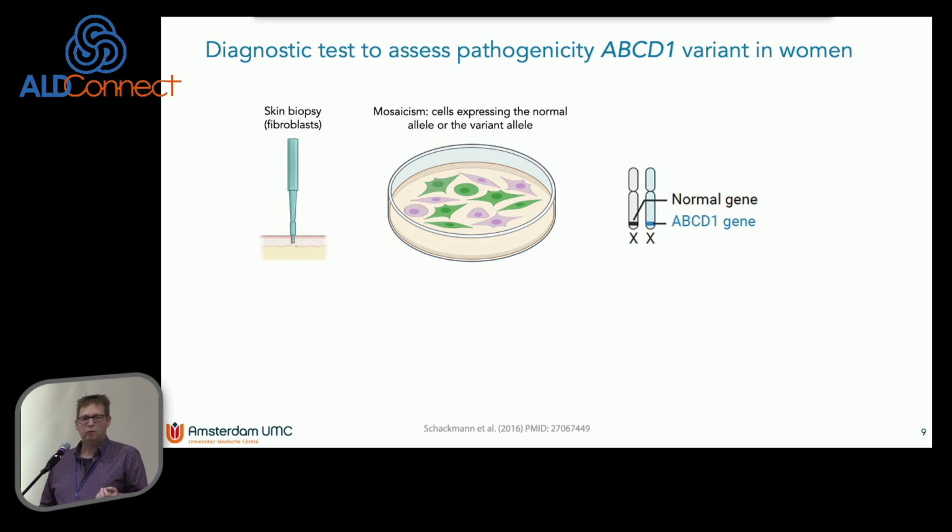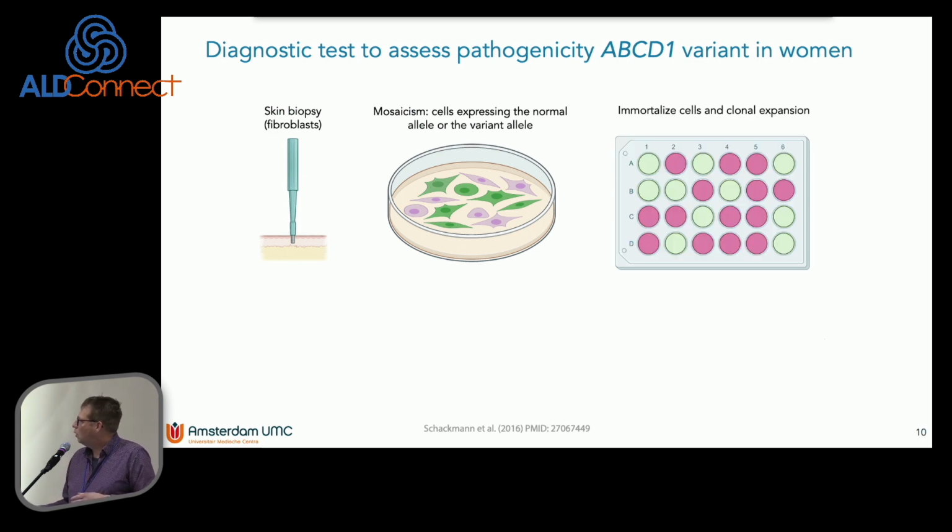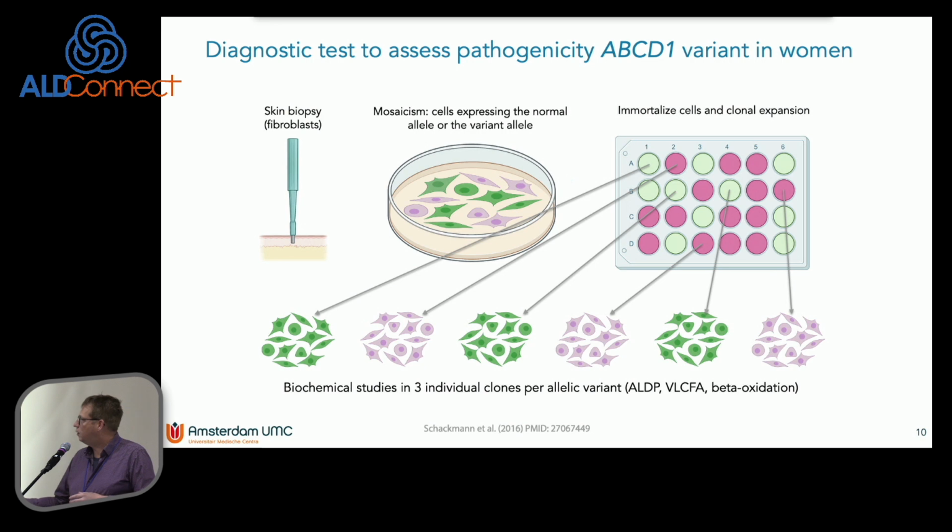So we took skin cells, and as I said, you have cells that are green, which have the one X chromosome active, and you have the pink ones that have the other X chromosome active. But it's hard to do biochemistry on this. So what we did, we immortalized these cells, and we made clones. A clone is where you start with one cell, and it starts dividing, and all these cells are equal. So we plated them, and this cell then has normal ABCD1 protein, and this one has the deficient ABCD1 protein. Then we expanded these, and we picked 3 of each, and we did our basic biochemistry, because now we had cells that only had 1 of these X chromosomes active.